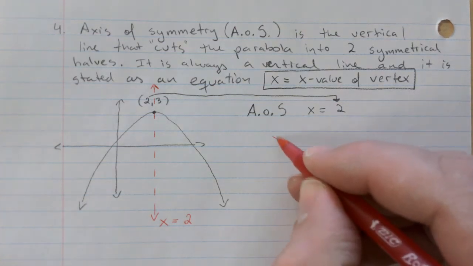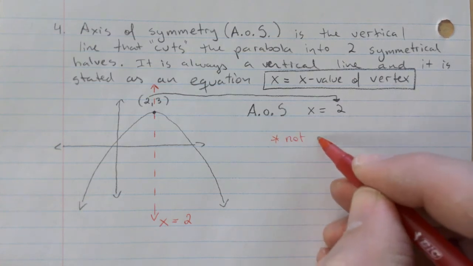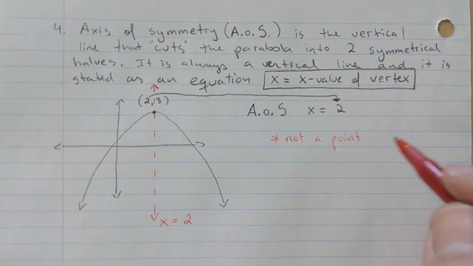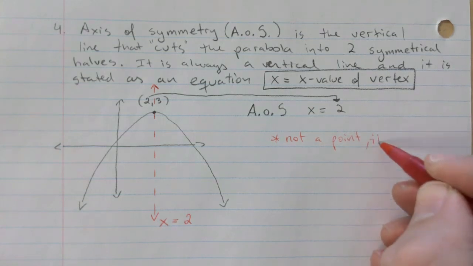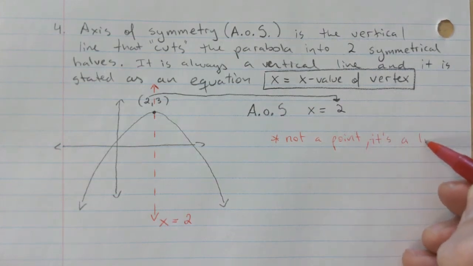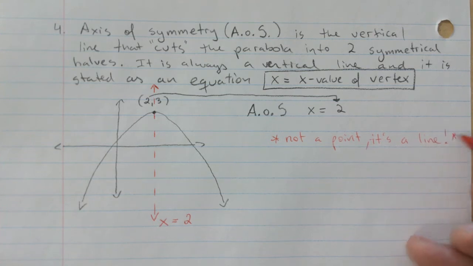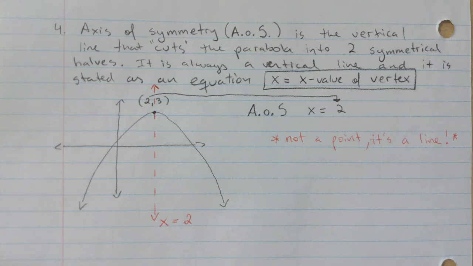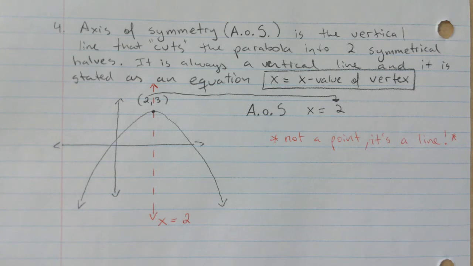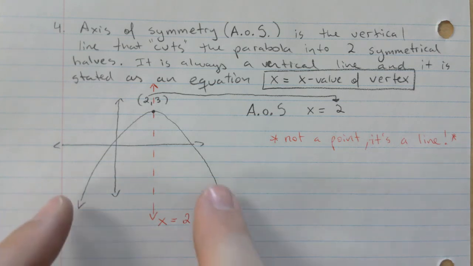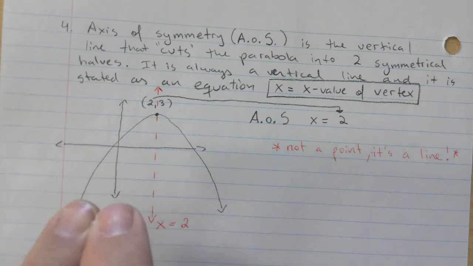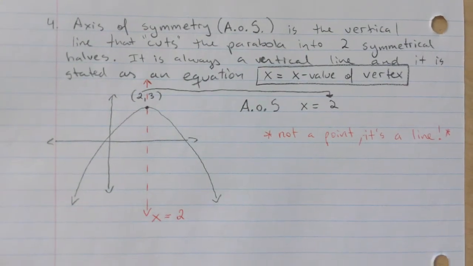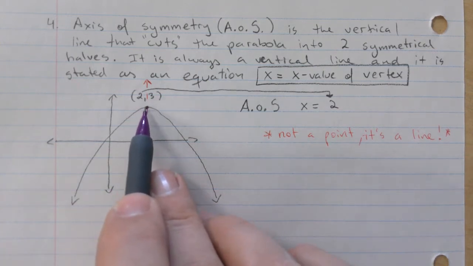And I'll say it because it happens too often. Not a point. It's a line. Okay. It's that line that cuts this into two symmetrical halves, right? If you were to fold it along that axis of symmetry, this arm and this arm should perfectly line up. Okay, so that is the axis of symmetry. And this is what we call the vertex. It's the actual point. So that's how they're different, okay?